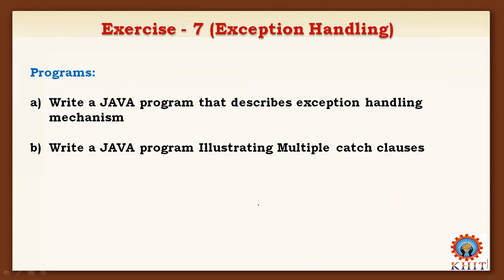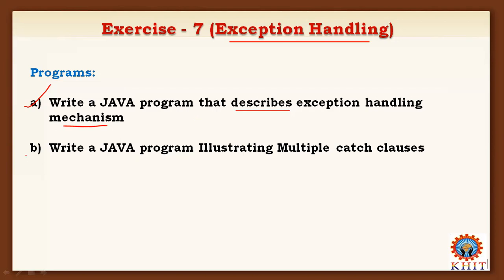These are the two programs given in this exercise 7 related to exception handling. First one, write a Java program that describes the exception handling mechanism. So we can handle exceptions using keywords like try and catch. Use the try and catch blocks to generate an exception and throw that exception object, and the catch handler can catch and handle it.